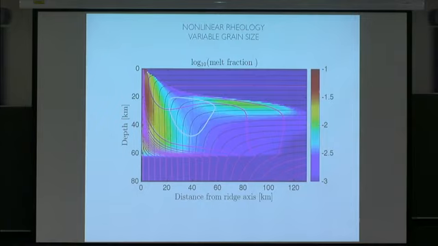Right, how much does that depend on spreading rate? How much does what part depend on spreading rate? That triangle. It doesn't, well, it seems to be present for most spreading rates.